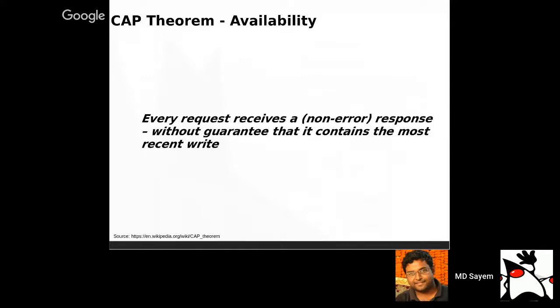Availability: every request receives a non-error response, without a guarantee that it contains the most recent write. If we recall our inconsistent read scenario, we can immediately see that it is an available system. No matter what commands we issue, write or read, we always get a response back, but our read is not guaranteed to return the most recent write, or the most recent update for a certain piece of data, which is okay. From the perspective of an available system, this is okay.